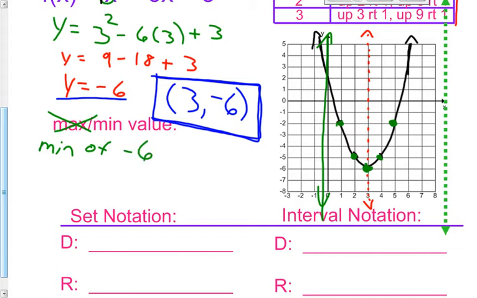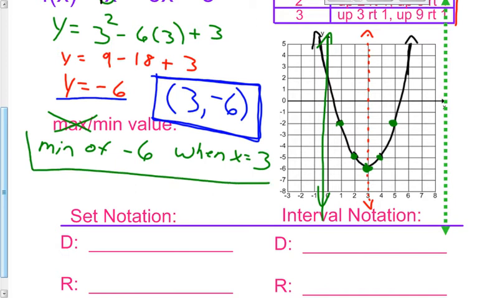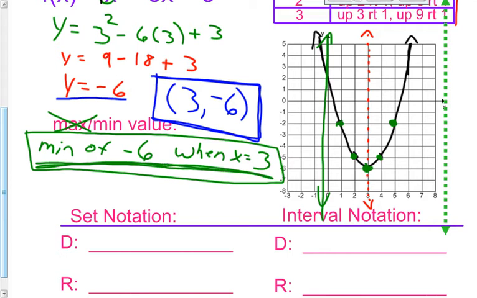And what I want you to write is I want you to put when that occurs. So it's when x equals a positive 3. So this is what I want you to write for a maximum or minimum value. For quadratics, you're only going to have either one or the other, not both. It's going to be either a maximum or a minimum. For this one, it's a minimum value of negative 6. When is that? When x is a positive 3. So please write it just like that. Whew! Last thing we have to do. We have to say our domain and our range.